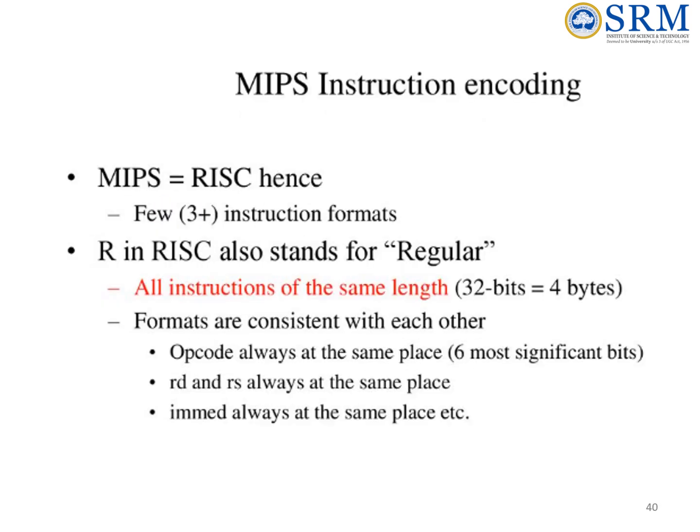So MIPS instruction encoding is RISC, with three instruction formats. R in RISC also stands for register. All instructions are of the same length. Formats are consistent with each other. Opcode is always at the same place. Rs and Rt are always at the same place. And the immediate field is also always at the same place.